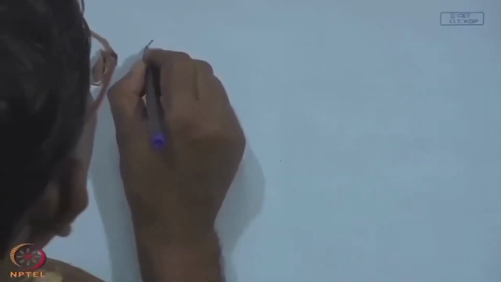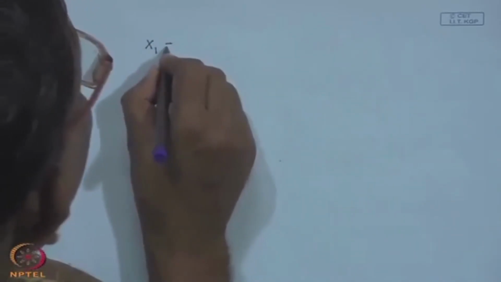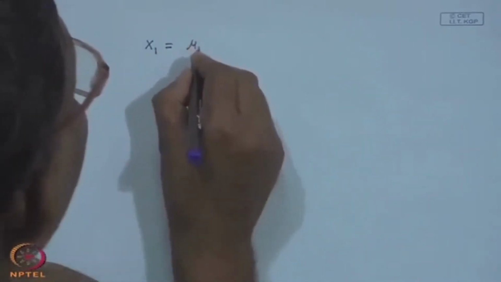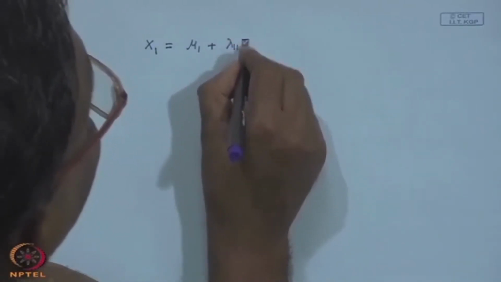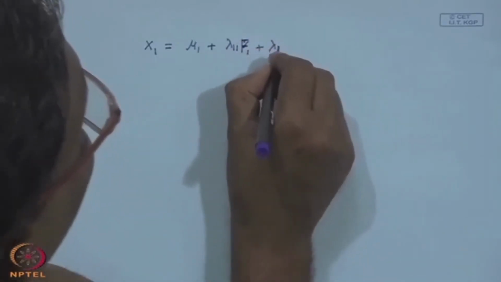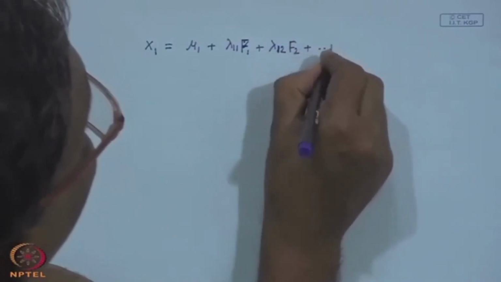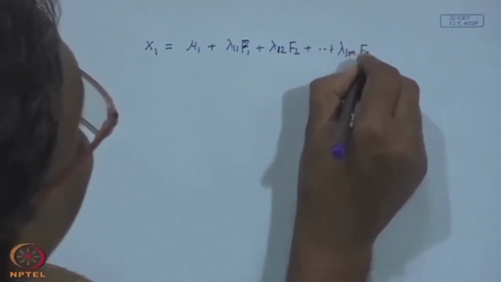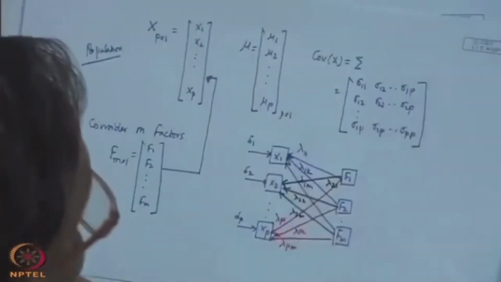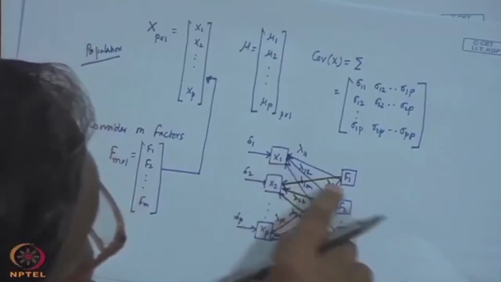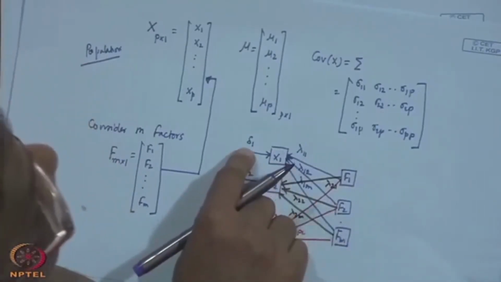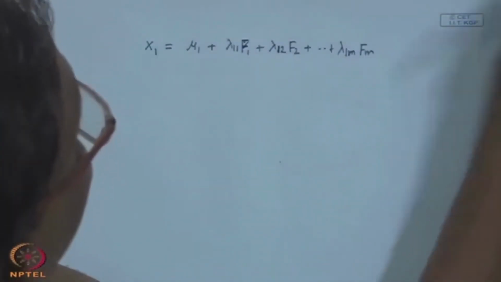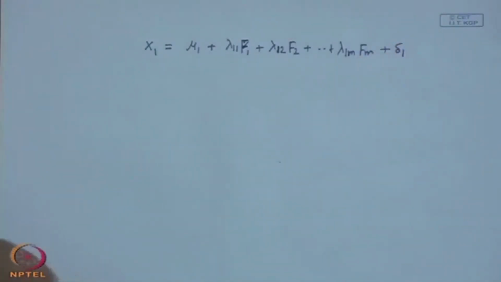With this, if I want to write down a certain equation, can I not write down a regression-like equation: x1 equal to mu 1 plus lambda 11 f1 plus lambda 12 f2 up to lambda 1m fm. See here what we are writing. What more is there? Delta 1 is there. So plus delta 1.